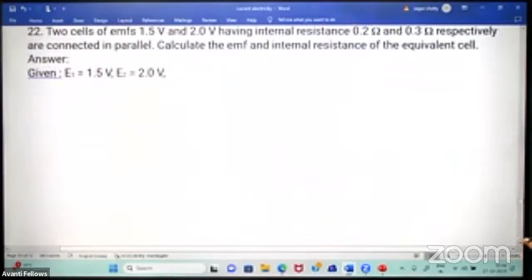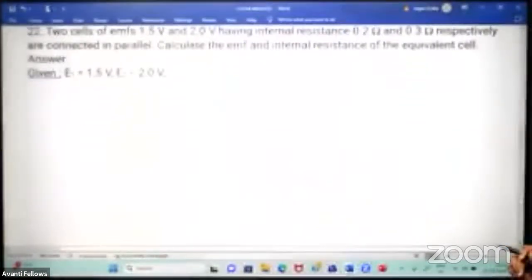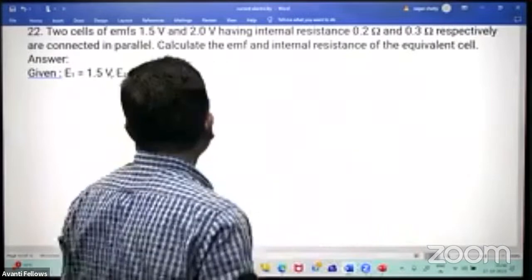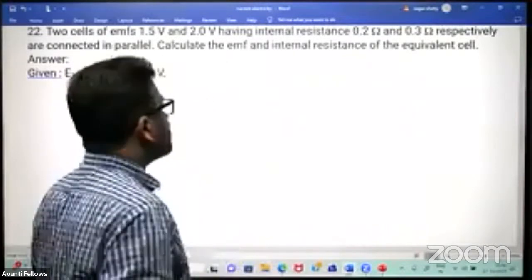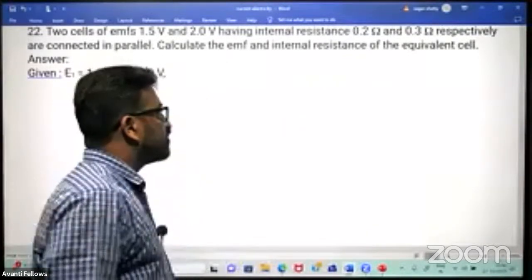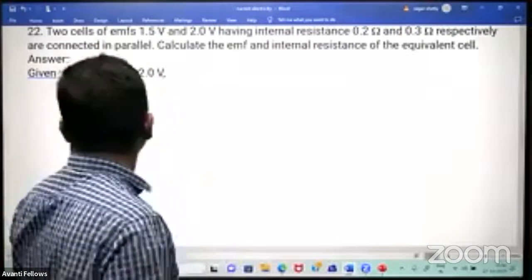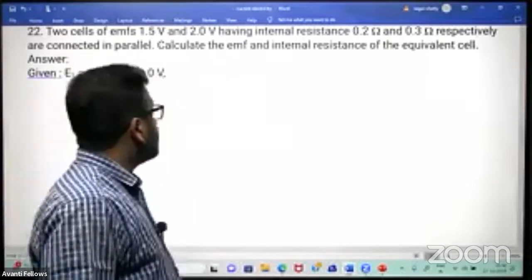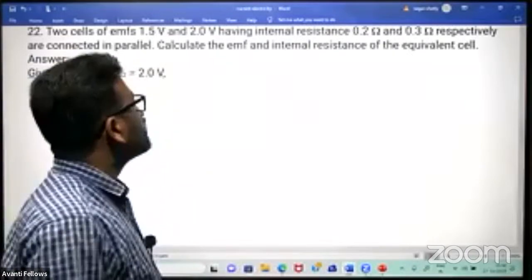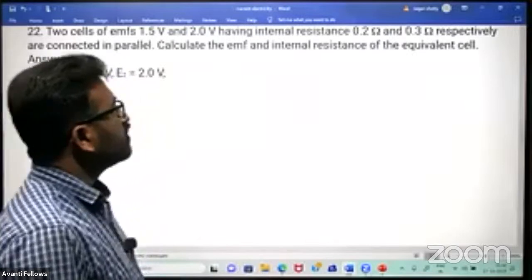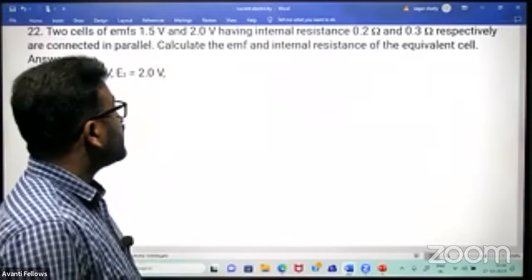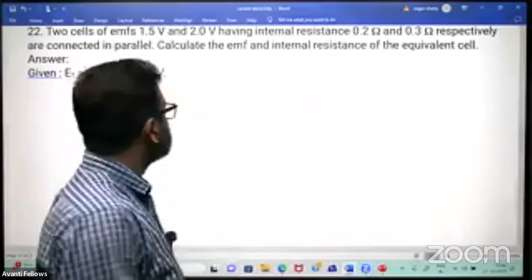Two cells, EMF 1.5 volt and 2 volt, having internal resistance 0.2 ohm and 0.3 ohm respectively, are connected in parallel. Calculate the EMF and internal resistance of the equivalent cell. Two cells are there. One has an EMF of 1.5 volt, and the second has an EMF of 2 volt, with internal resistance 0.2 ohm and 0.3 ohm respectively, connected in parallel.